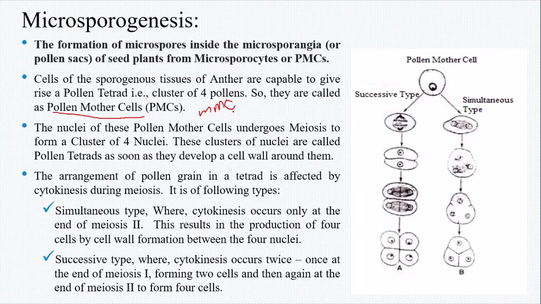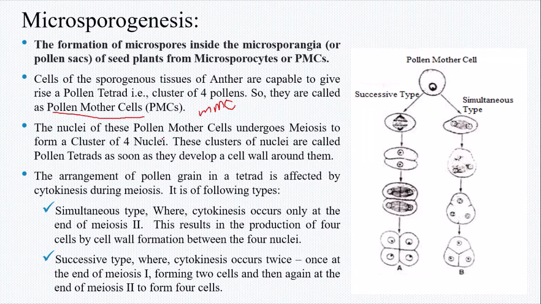Always remember, if in the examination they ask the question to write about the microsporogenesis, don't write capital M and capital C, because it will represent the megaspore mother cell. So small m-c, that is microspore mother cell, will be formed from the sporogenous tissue. And actually the sporogenous tissue will act as the microspore mother cell.